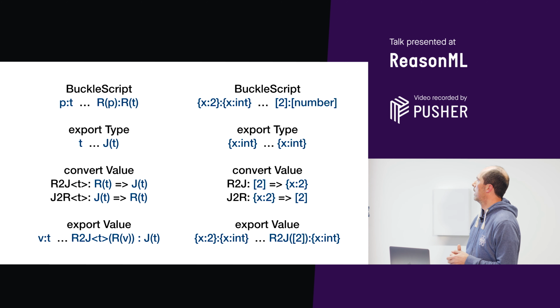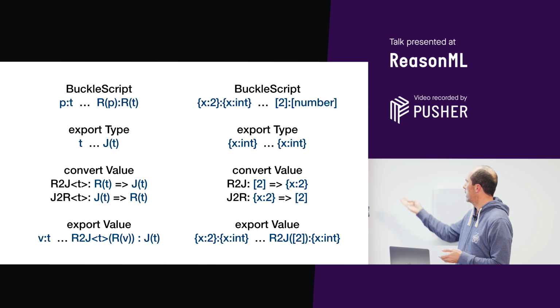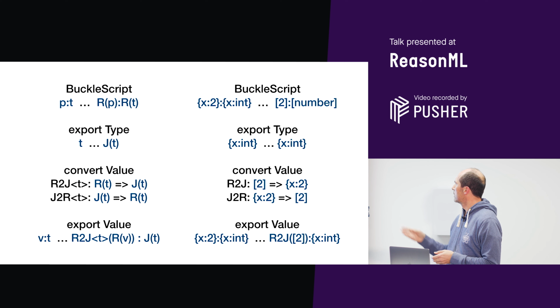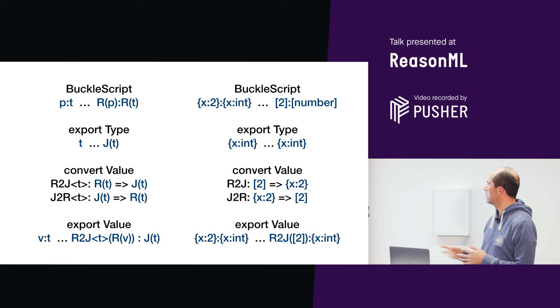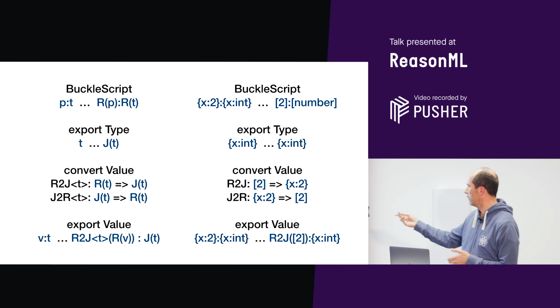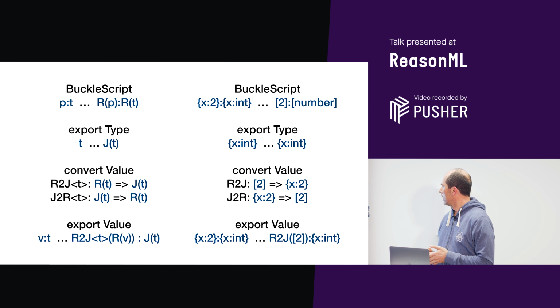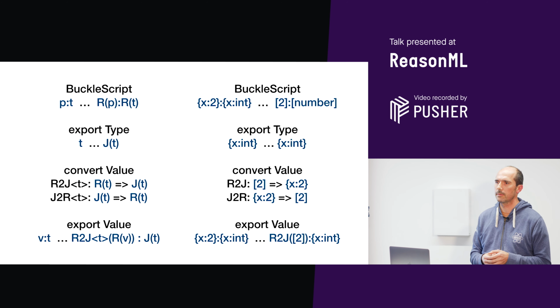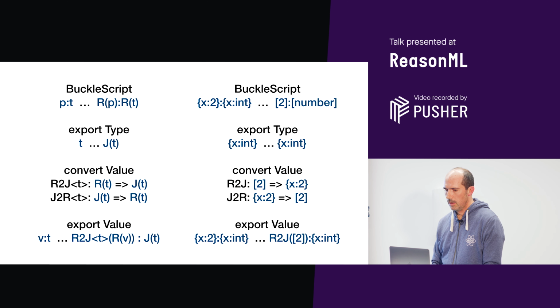So what is the more JavaScript idiomatic representation? Well, it's just an object. So it's going to be an object with a field called x. And then the conversion functions convert an array with 2 in it into an object and vice versa. And so if I want to compile this value and export it, I first compile it with BuckleScript, I get an array, and then I export it as an object. So this was about exporting Reason values to JavaScript. Let's look at the other direction.